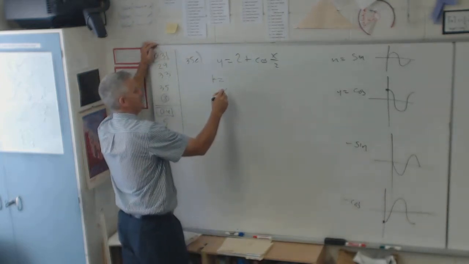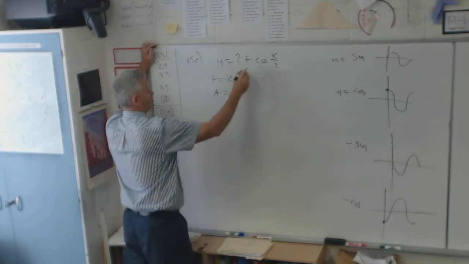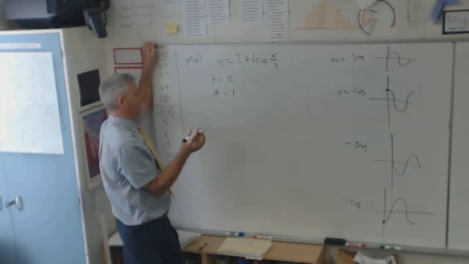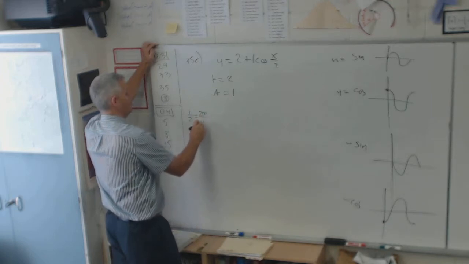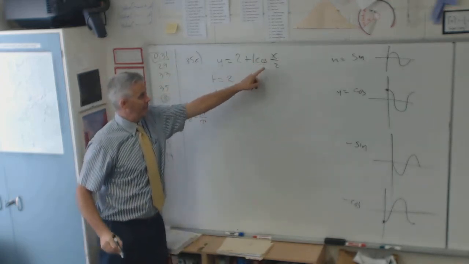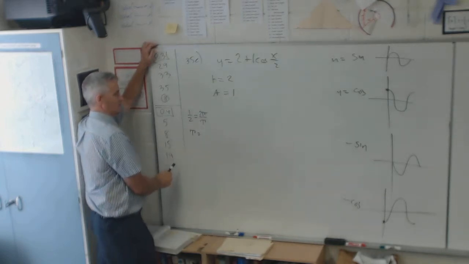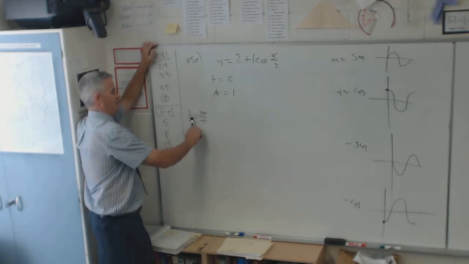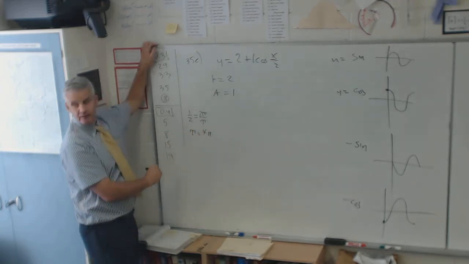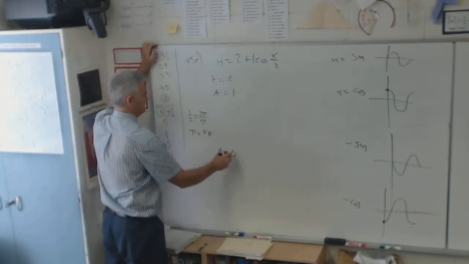Alois, the k is 2. The amplitude is 0, no, it's 1. There's a 1 there. It's not 0 of those, it's 1 of those. We know that 1 over 2 is 2 pi over the period. This number 1/2 is 2 pi over the period. So what's that make the period equal to? Cross multiply: 1 times period, 2 times 2 pi, 4 pi. You see it? And what's the phase shift? Not 0. There's no phase shift.